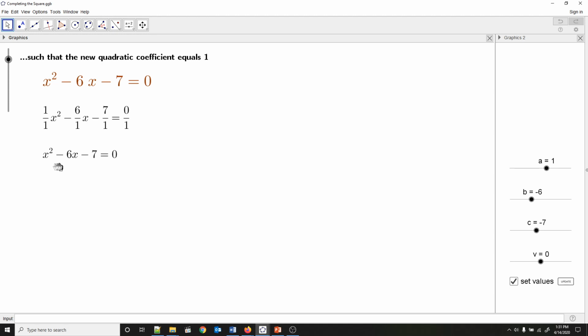Okay, so maybe that wasn't so helpful, but we'll move on to the next step, which is very much needed. And that is, we need to move the constant, which in this case is -7, to the right side. And we'll do that by adding 7 here and adding 7 here to come up with the equation x squared minus 6x equals 7. It's very important that you leave the quadratic term and the linear term alone in your new equation, and leave yourself an opportunity to add your own constant.